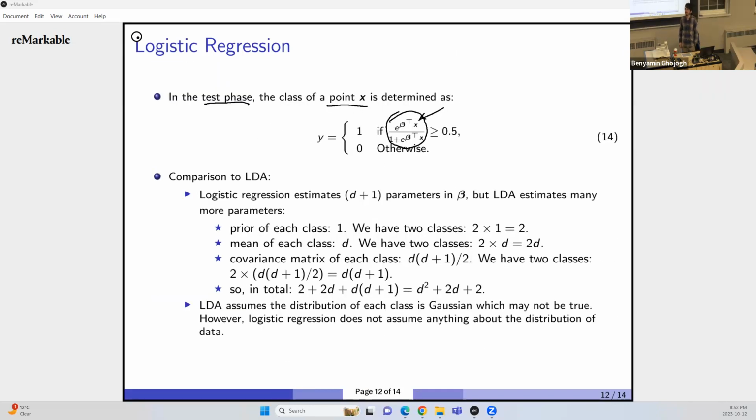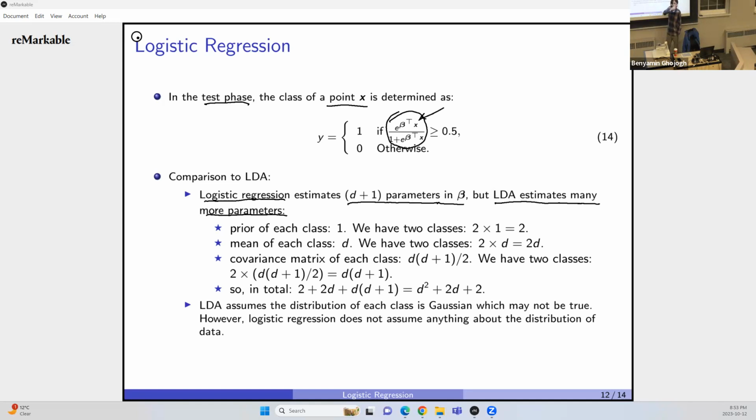Comparison to LDA. Let's compare it to LDA. Logistic regression estimates d plus 1 parameters in beta. Do you agree? Okay. But LDA estimates many more parameters, right? Let's see why. By the way, I asked you, do you agree? You nodded yes, but can you tell me why? Why do I have d plus 1 parameters in beta in logistic regression?